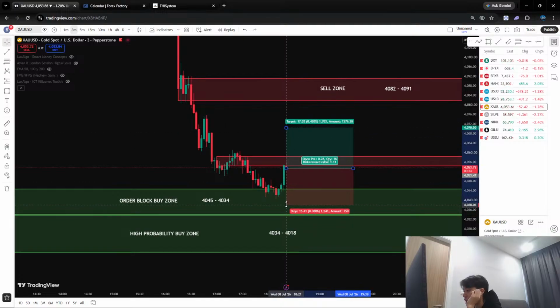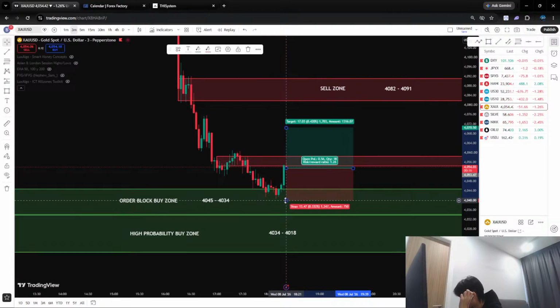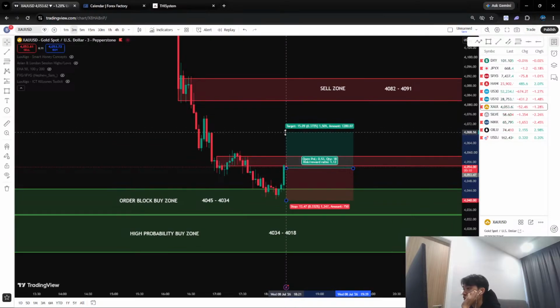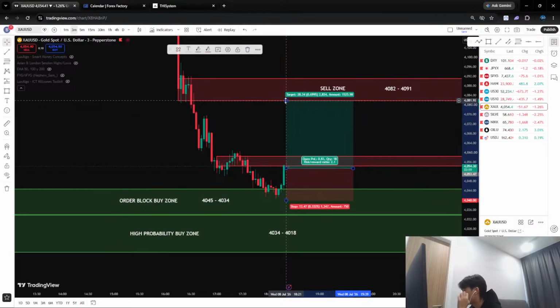Our SL will be 100 pips if I'm not wrong. Oh, sorry, 130 pips. Yep, 130 pips. It will be around 4040. Our first target will be 150 pips, around 4069, and then the second one will be at the sell zone.